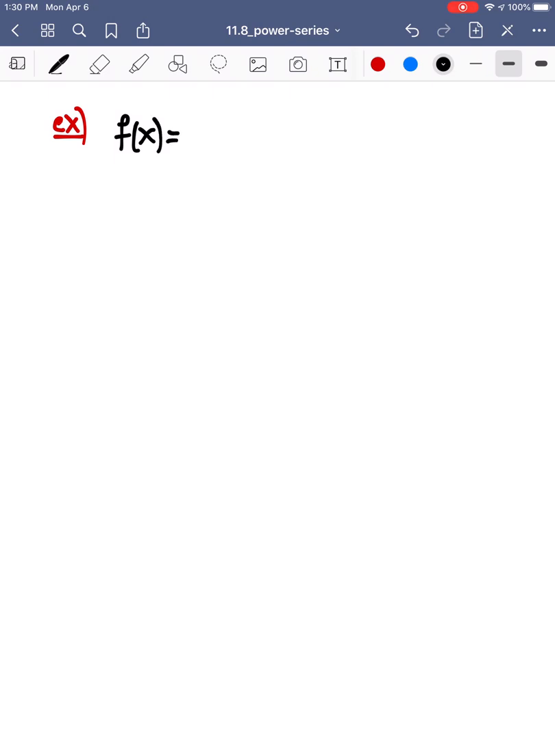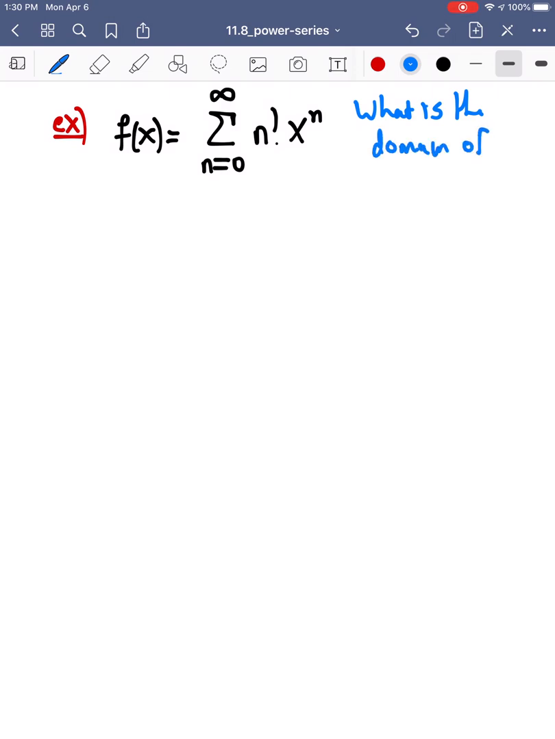This is the function, or the power series, from n equals 0 to infinity of n factorial times x to the power of n. And again, we care about what x values give us a convergent power series, or what is the domain of our power series.